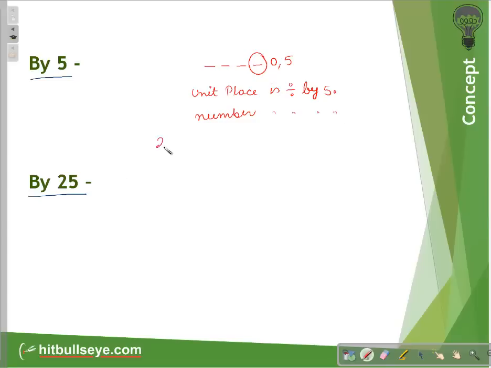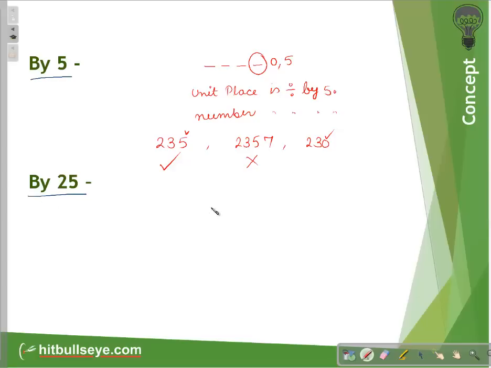For example, if I write 235, since this is ending in 5, that's why this number is divisible by 5. I can write more examples. If any number is ending in 7, of course you can see this is not divisible by 5, as 7 is in the unit place and 7 is not divisible by 5. If we take 230, again this is ending in 0, so the unit place is divisible by 5. That's why this number itself is divisible by 5.